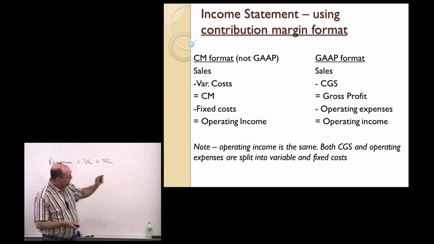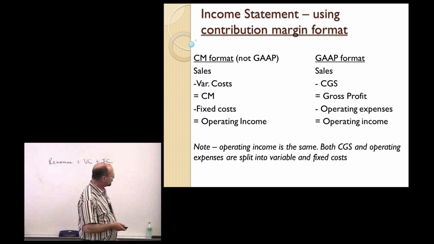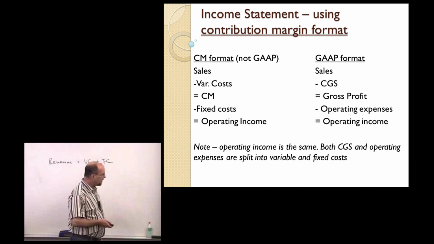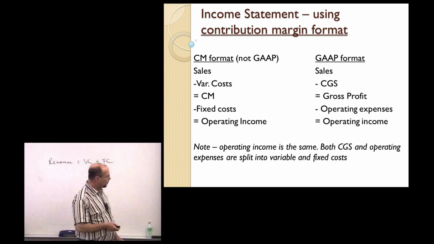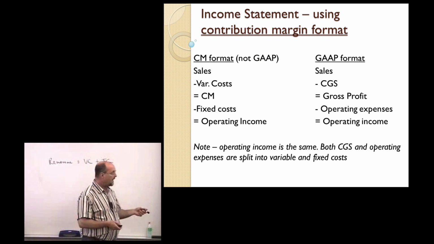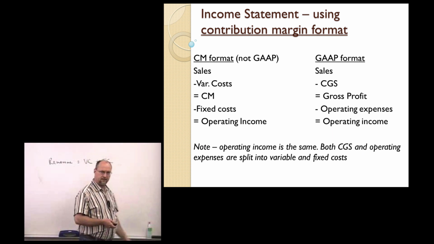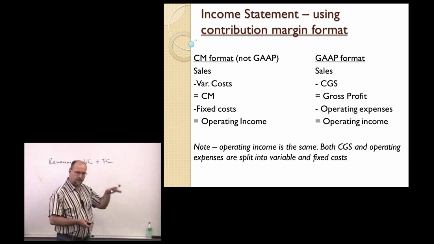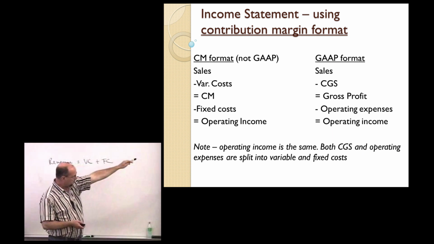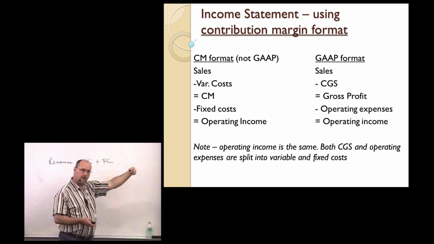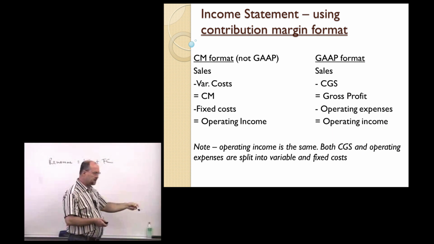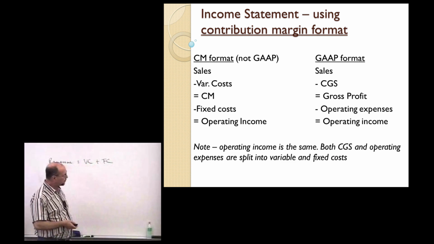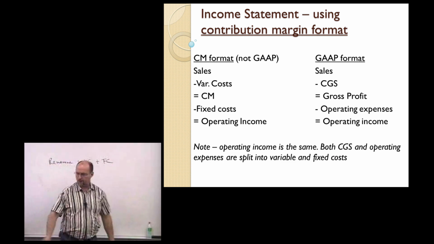Okay, sales minus variable costs equals contribution margin, CM, minus fixed costs equals operating income. And what we'll see is that your cost of goods sold has a variable and a fixed component, and your operating expenses has a variable and a fixed component. So we've separated variable and fixed. So this number, variable costs here, includes part of cost of goods sold, part of operating expenses. Fixed costs will include part of cost of goods sold, part of operating expenses. Okay, so sales minus variable costs equals contribution margin.